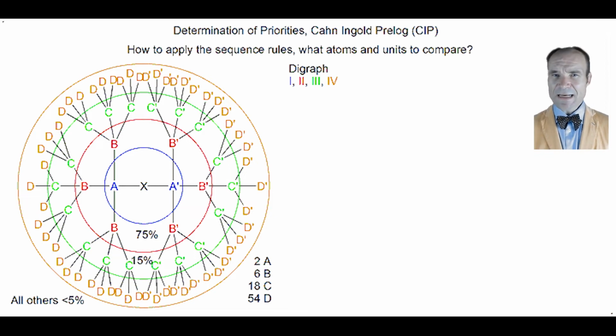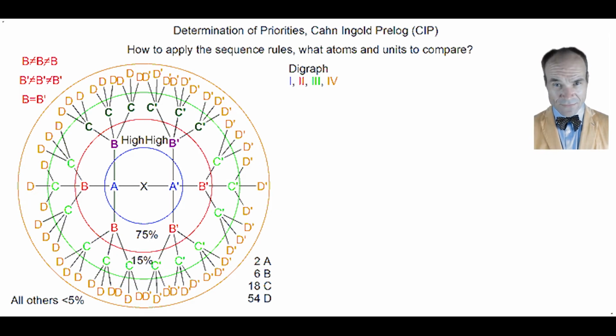Let's see this in the generic scenario. If the B's don't equal each other, and nor the B primes, but B equals B prime, we have to move to the next level of bonds distant from the origin. We compare the C's and C primes attached to the highest priority B and B prime.